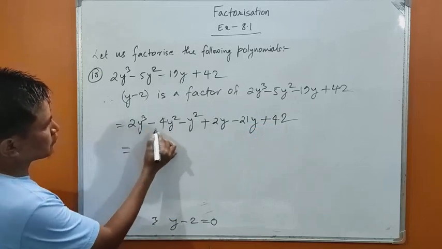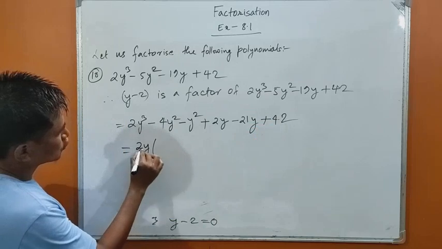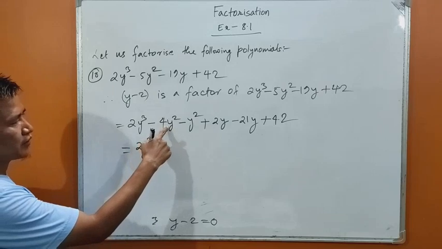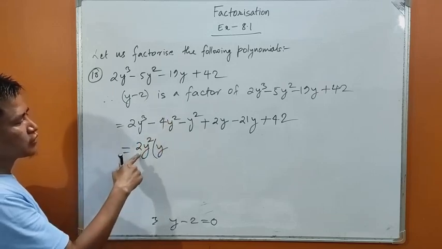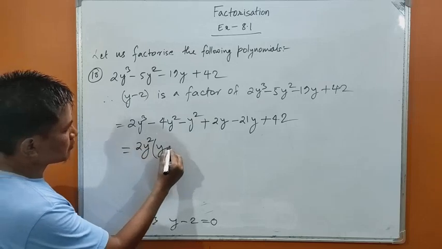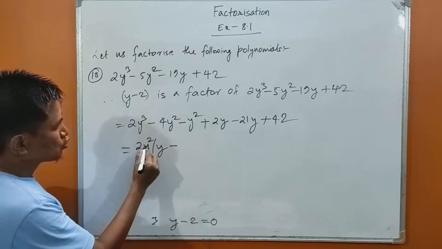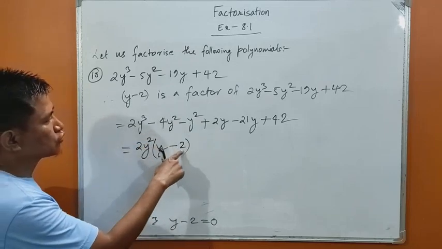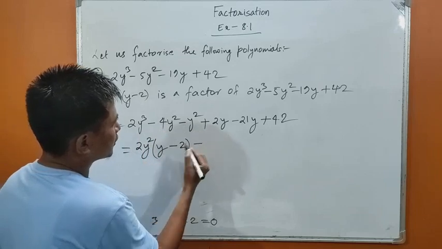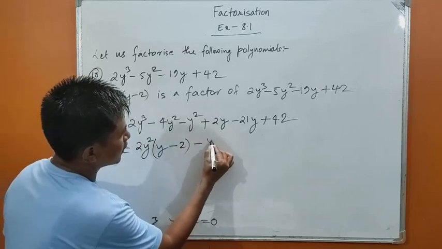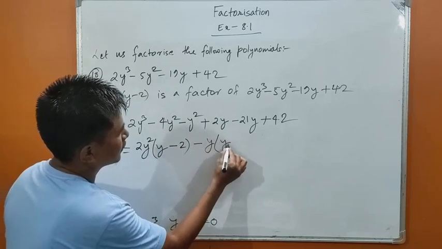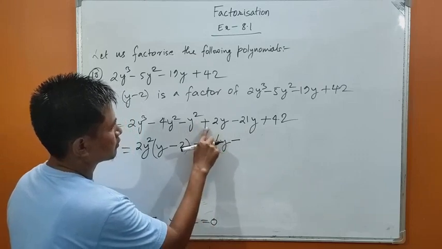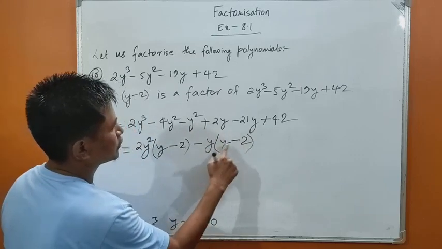So let us take 2y squared common from these two terms. 2y squared into y is 2y cubed, plus into minus is minus, 2y squared into 2, 2 2s are 4, isn't it? 2y squared into 2 is 4y squared. Now from these two terms, let us take y common out. So y into y is y squared, minus into minus is plus, y into 2 is 2y.